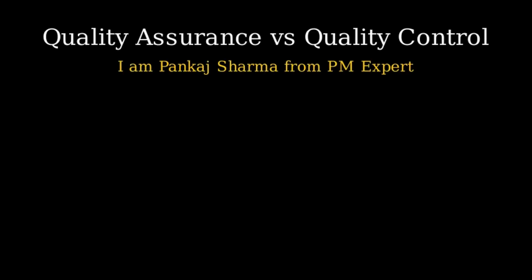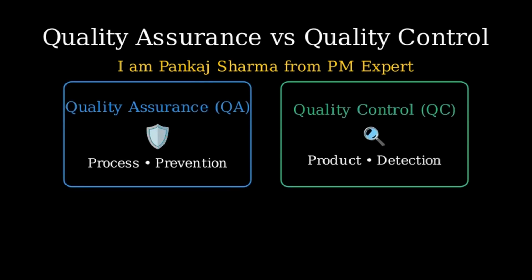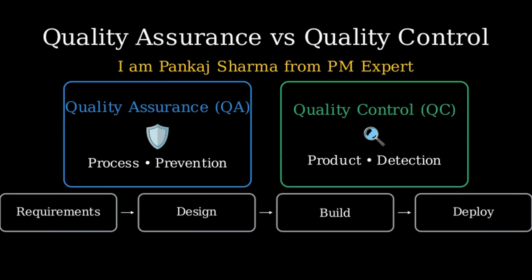In this video, we will learn the difference between quality assurance and quality control with simple visuals and a practical example. First, clear definitions. Quality assurance, or QA, focuses on the process and on preventing defects before they happen. Quality control, or QC, focuses on the product and on detecting defects after they occur. Think, QA is prevention, QC is detection.